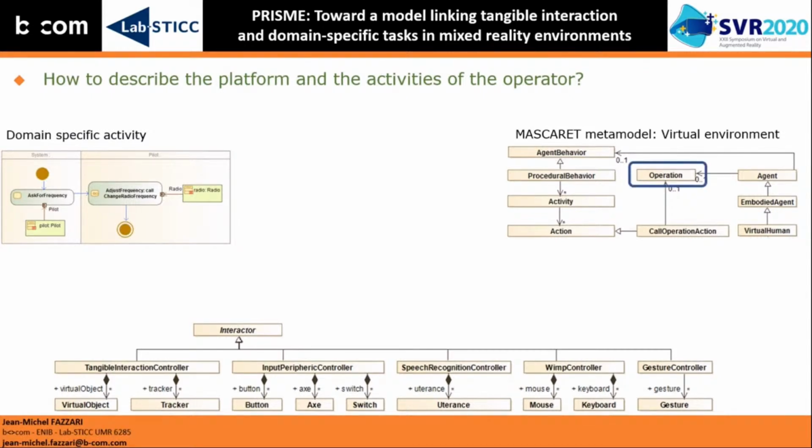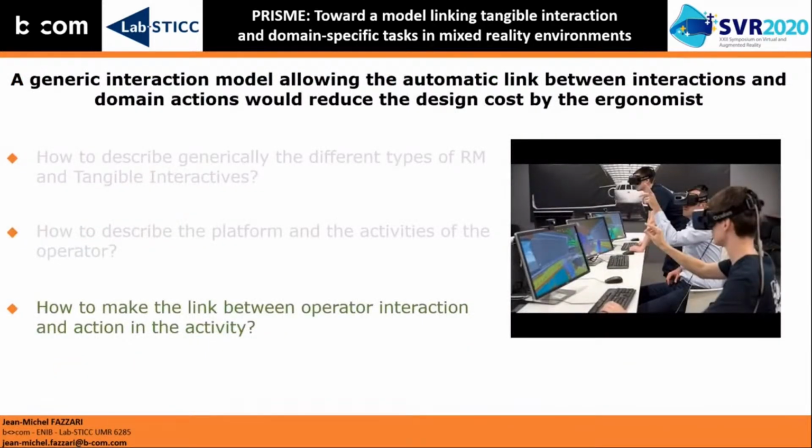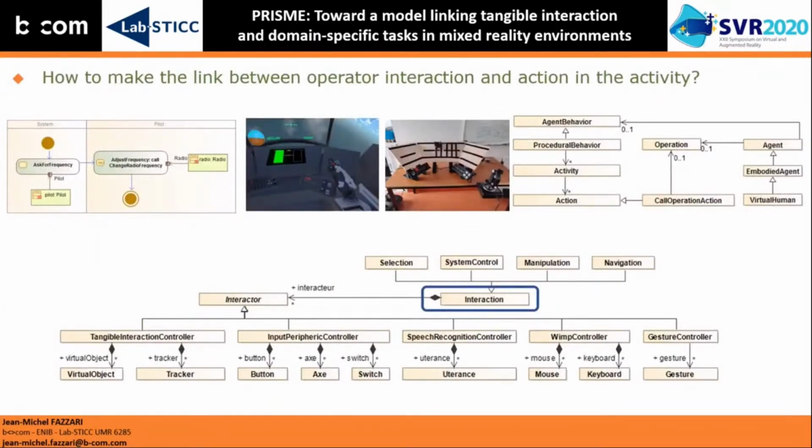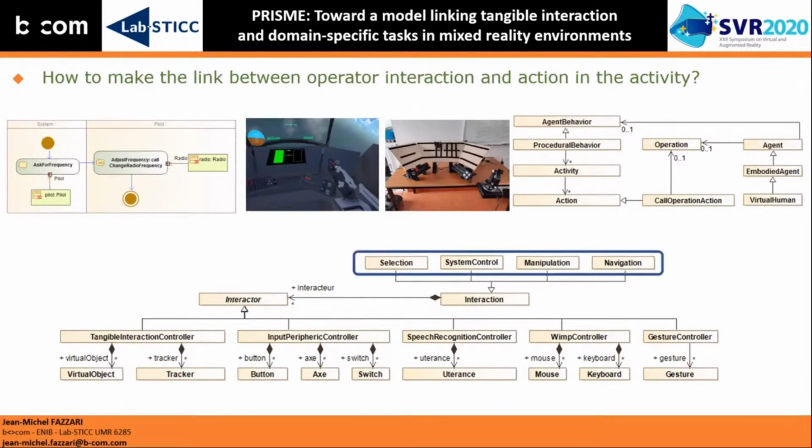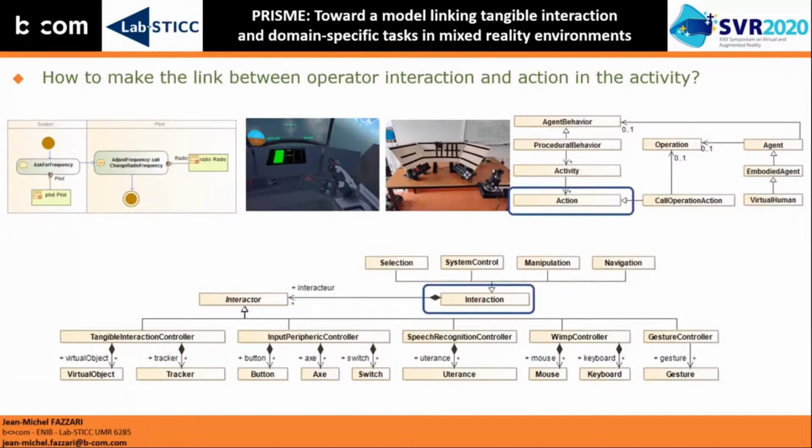The operations represent all the agent domain capabilities, as here in our example, changing the radio frequency. An activity refers to a set of actions. And finally, an action can refer to one of the operations referenced by the agent. Finally, in order to make the link between the operator's interactions and the action in the activity, we integrate the notion of interaction. This notion is composed of an interactor that we specialize in a manipulation, one of the four types of interactions according to Bowman. An interaction also refers to an action. An action can be a realization of an operation as described here in the example activity.